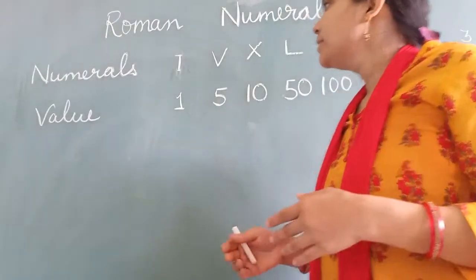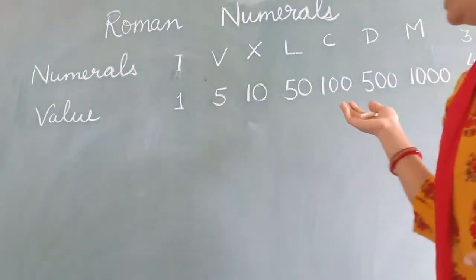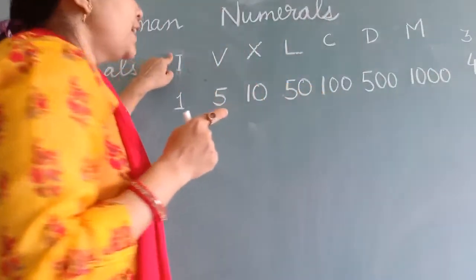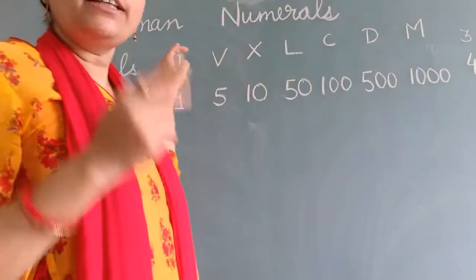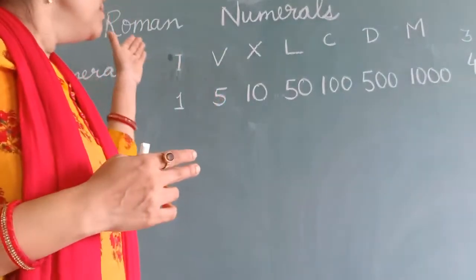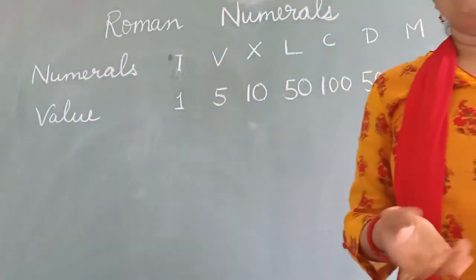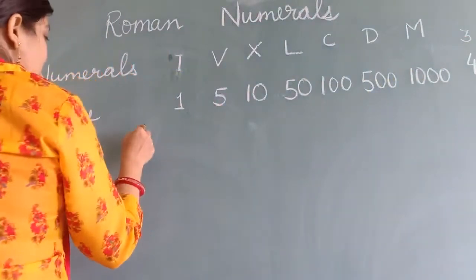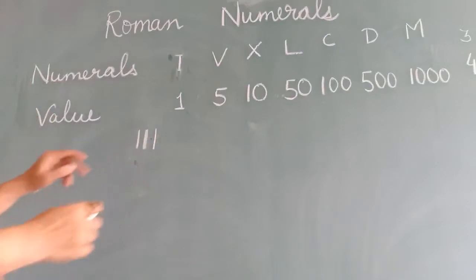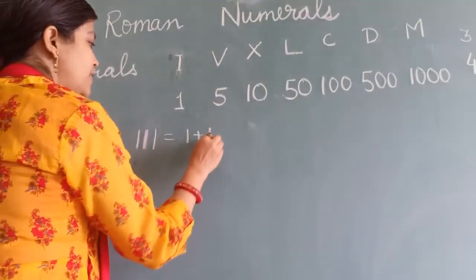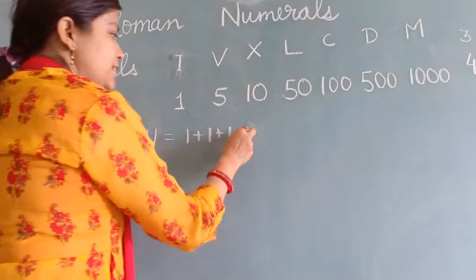Now children, when can we repeat a number? If I have to write 1, I will write I 1 time. If I have to write 2, then I will write I 2 times. It means we can repeat this letter, and repetition means addition only. Like that, if I write I, how many I's are there? 3 I's. So it will be equal to 1 plus 1 plus 1. 1 I denotes the value 1, so here it is 3.